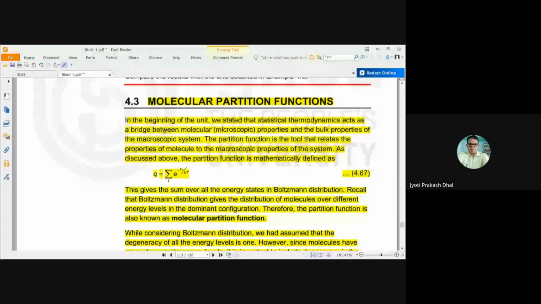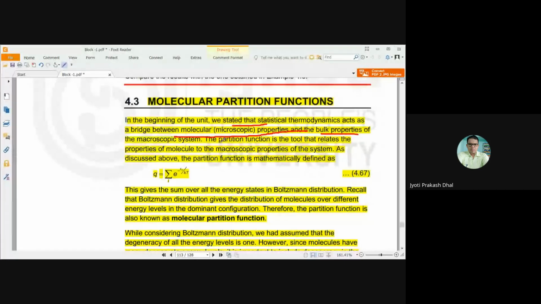In the beginning of this unit, we stated that statistical thermodynamics acts as the bridge between the molecular properties and the bulk properties. Molecular properties means microscopic properties like bond length, bond energy, nuclear energy, whatever may be. That is at the atomic or molecular level, and it acts as a bridge between the molecular properties and bulk properties of the system.